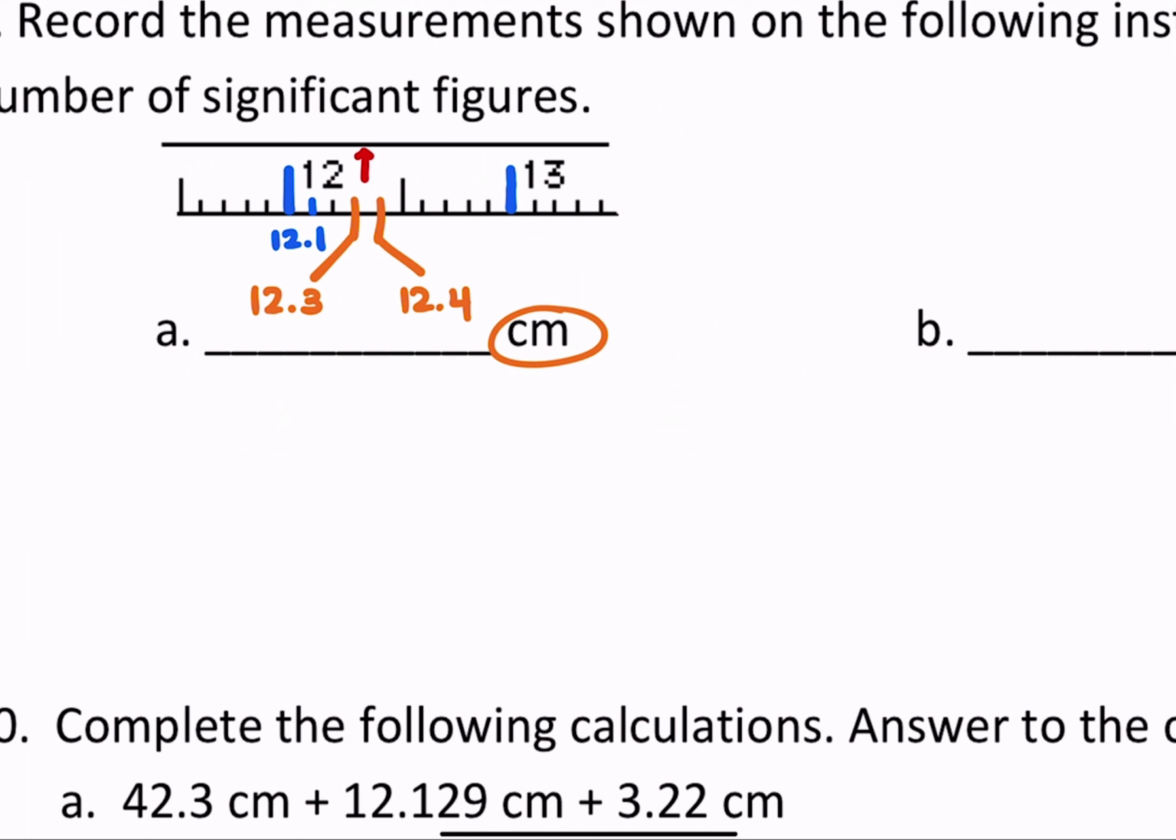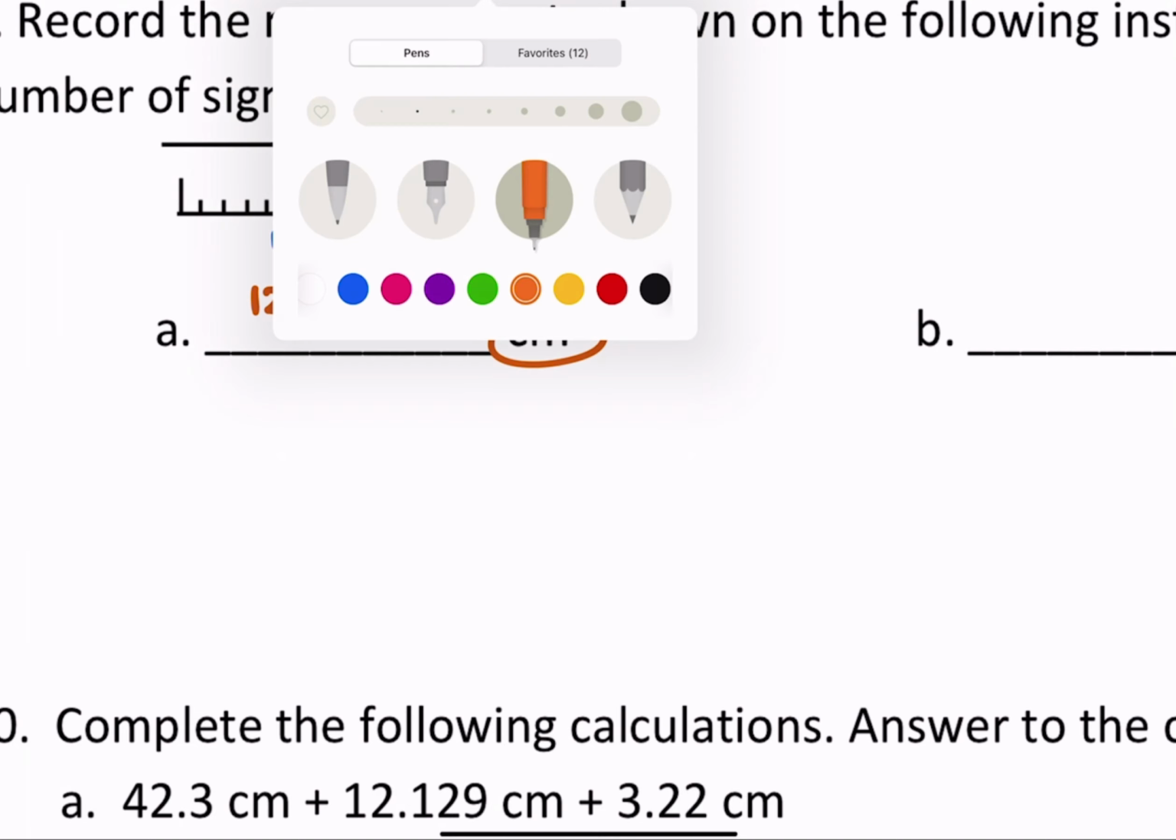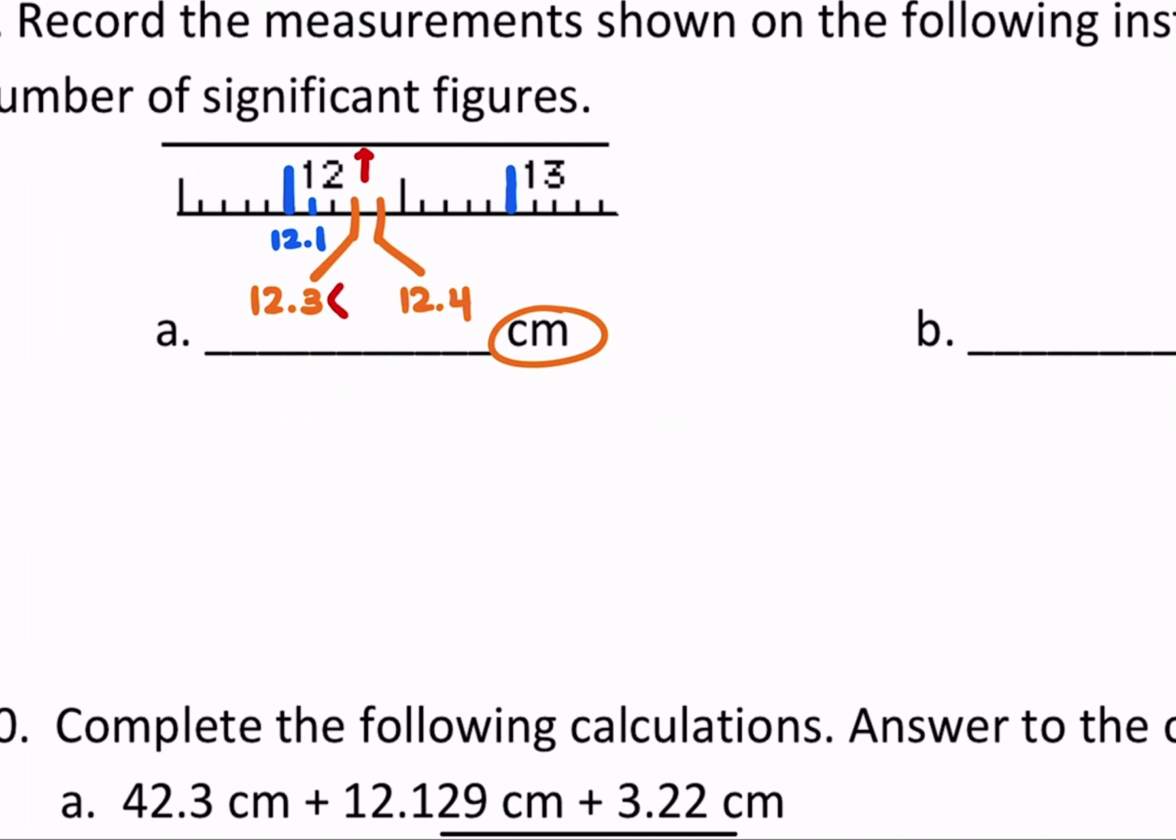Therefore, I am 100% sure that the red arrow is greater than 12.3 and smaller than 12.4 centimeter. And I am 100% sure of these 3 digits here, okay? So those are called my certain digits, 12.3. When you report a measurement, we need three things. We need the certain digits.